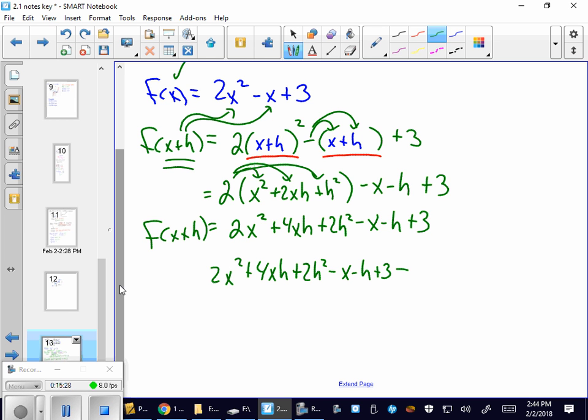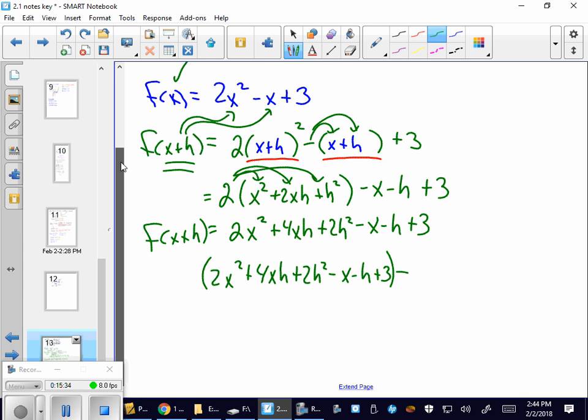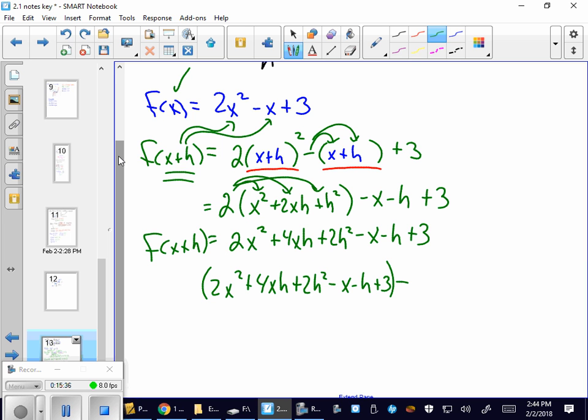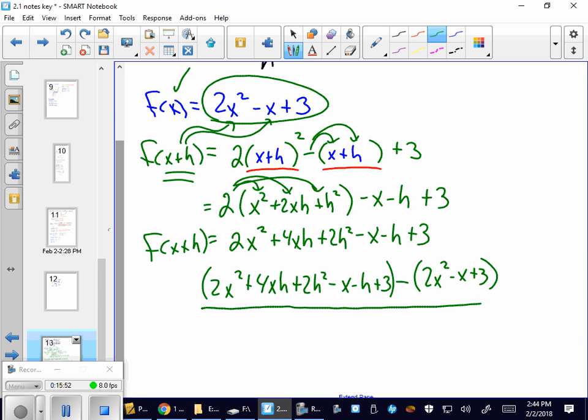Then I have to subtract, and you can put all that in parentheses if you want to make it a little cleaner. I have to subtract f of x. This is f of x. Keep it in parentheses, because if you don't do that and you subtract, you're going to end up messing up your signs. So 2x squared minus x plus 3, all that stuff over h.